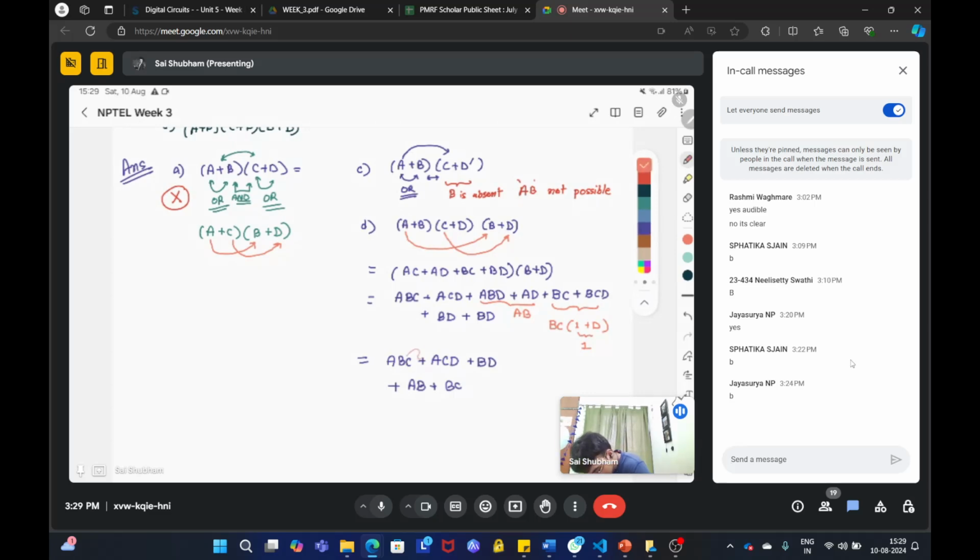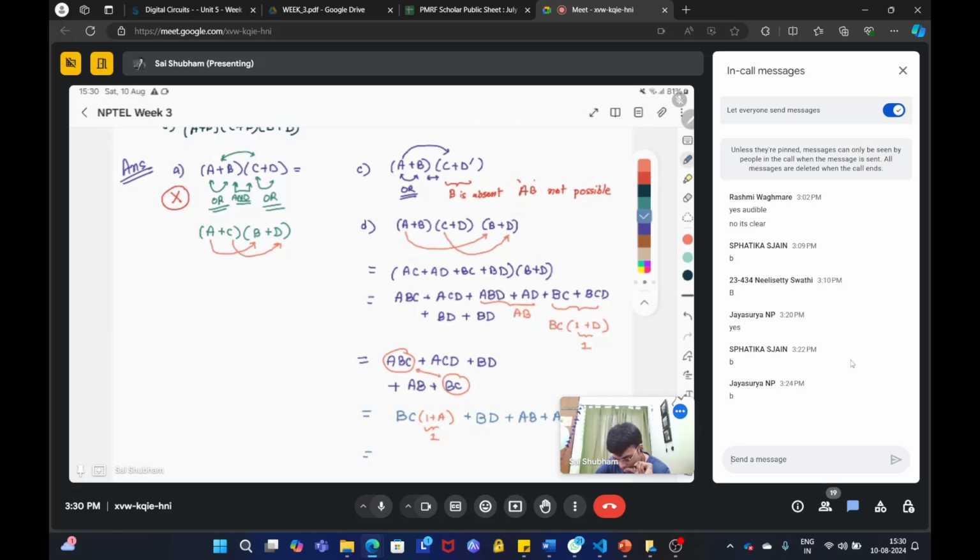So now pair these two, fine, and we can pair BC. If we pair these two, we will get BC, because it will be BC into 1 plus A, right? So this will be only 1. So BC plus BD plus AB plus ACD. Okay. So we can take B common. So it will be B.